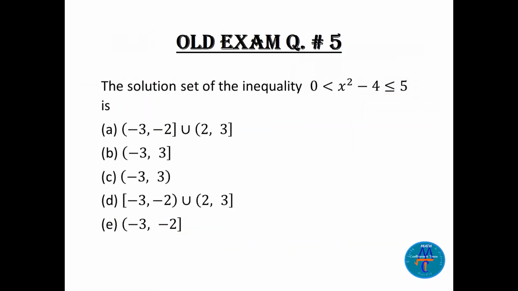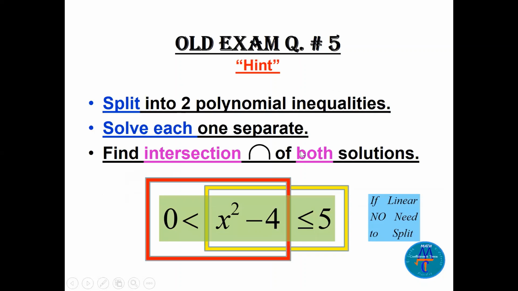Question number 5. I think it's an important question. This is a multiple choice. The solution set of this is equal A or B or C or D or E. We see here, it's a compound. You see, we do inequalities. But in this compound, we have quadratic or polynomial degree 2. So we have to split. This is the idea of splitting. Look at this nice diagram here. This is the question: 0 less than x squared minus 4 less than or equal to 5.